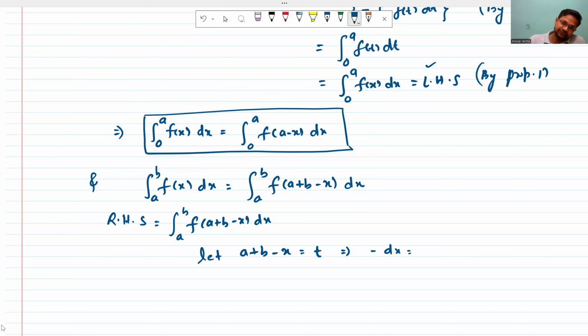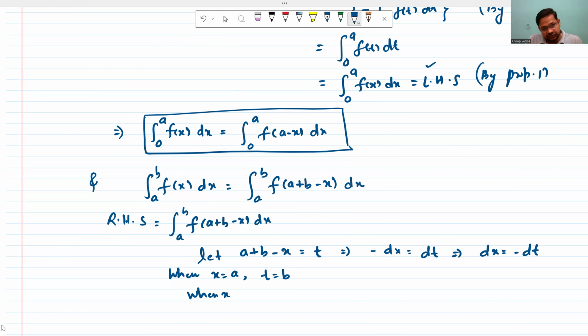Minus of dx is equal to dt, and from here you can get dx is just equal to negative times dt. Now, pay attention here, we will put the limits of x. When x is equal to a, putting x equal to a, a minus a is equal to 0, a and a cancel, b remains, so t is equal to b. And when x is equal to b, then t becomes a.